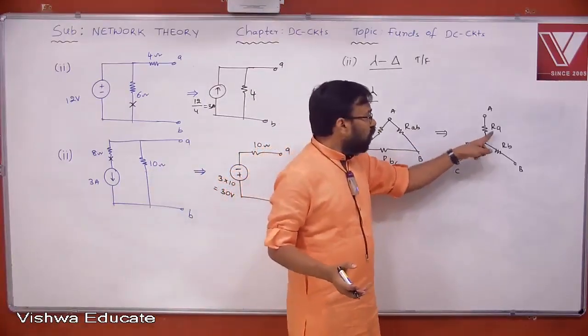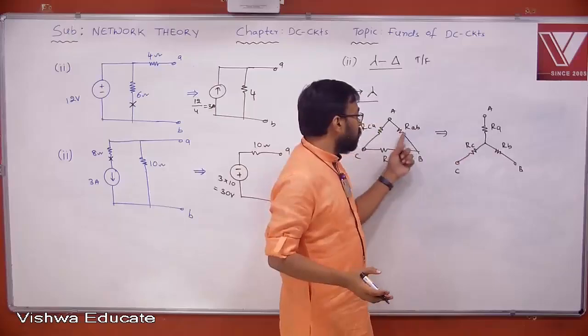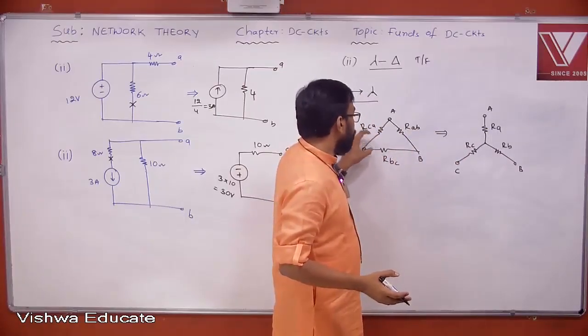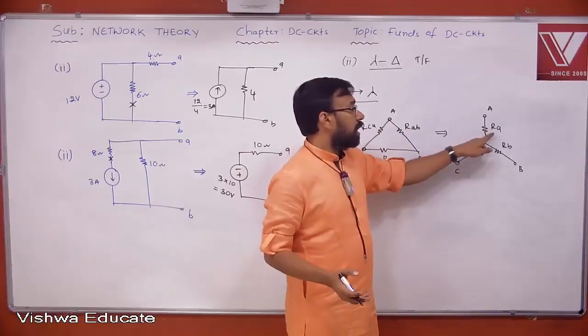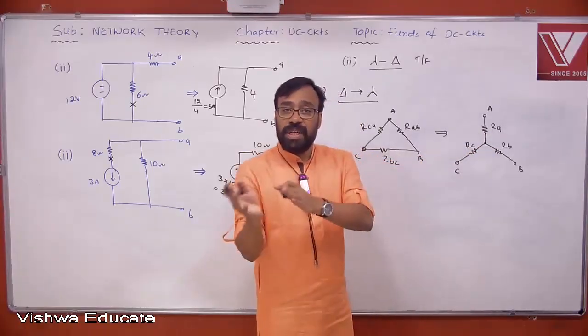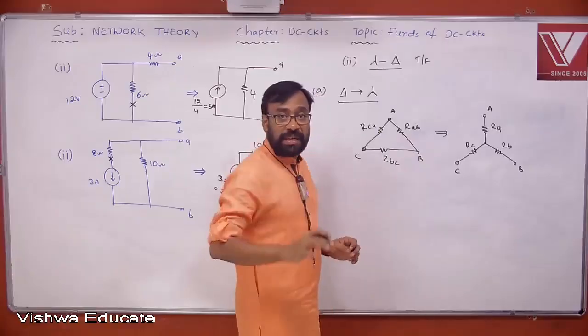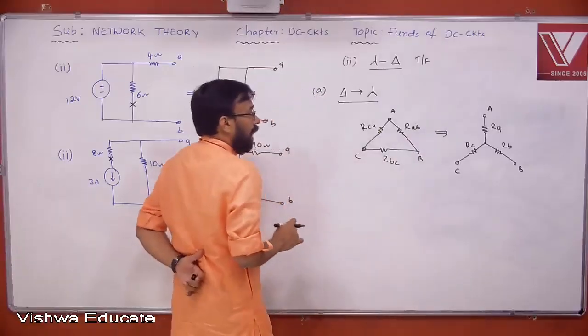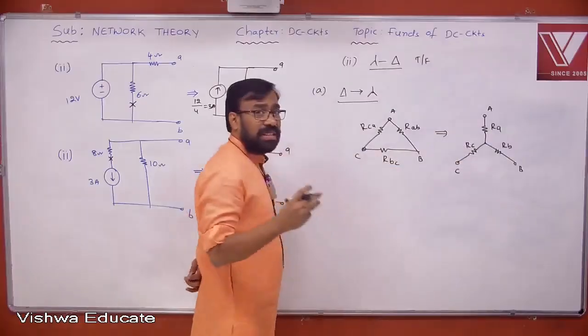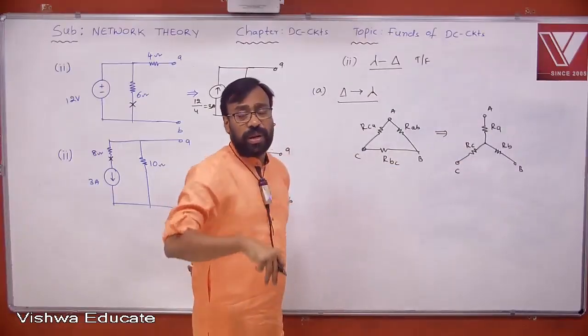Now, I want to find RA, RB, RC in terms of RAB, RBC, RCA. RAB, RBC and RCA are known values. RA, RB, RC are unknown values. Unknown values are expressed in terms of known values. Is it clear? Now, I would like to find these three. Means there are three unknowns. That means there are three equations we require, three conditions we require.